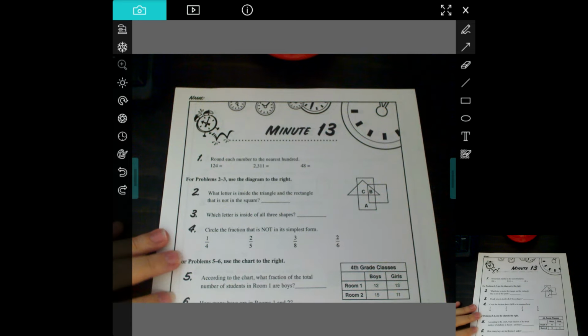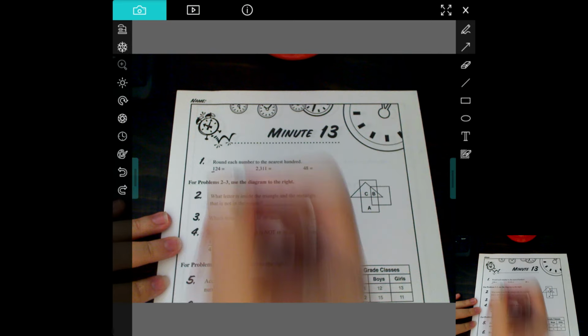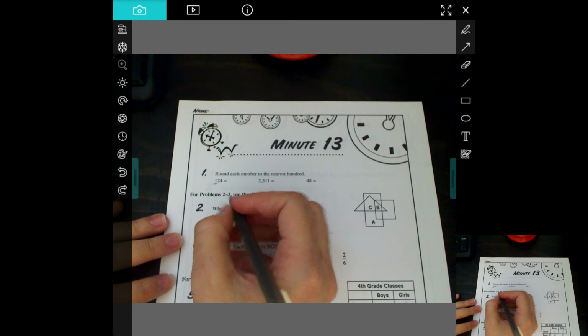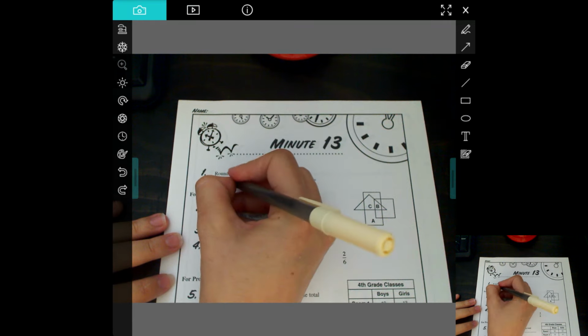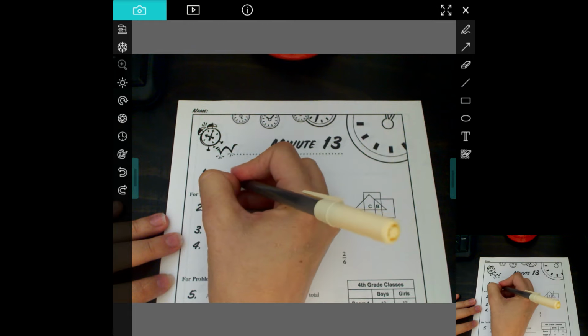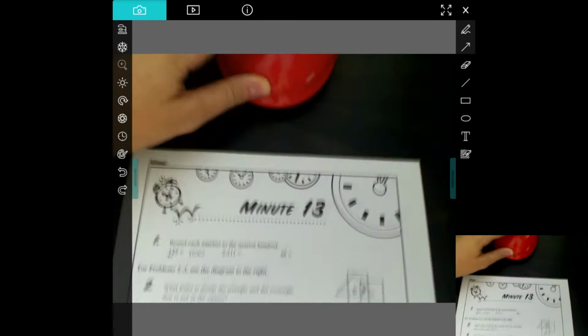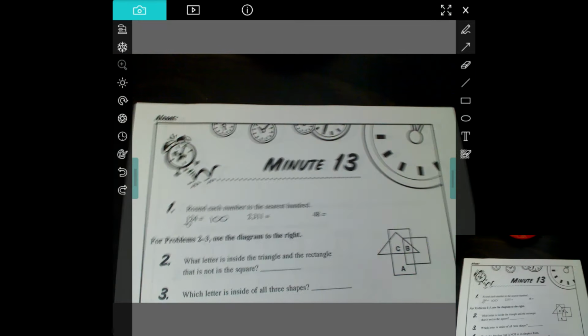Math minute number 13. You're going to round each number to the nearest hundred. In this case, the 1 is in my hundreds place, and I'm going to underline and look behind. The number behind it is a 2, which means that the 1 will remain the same. And then I'm going to make the 2 and the 4 both zeros. I'm going to move this back a little bit so that you can see what I'm doing without my hand being in the way.